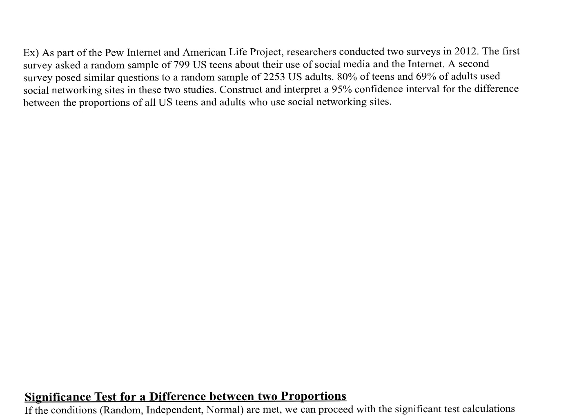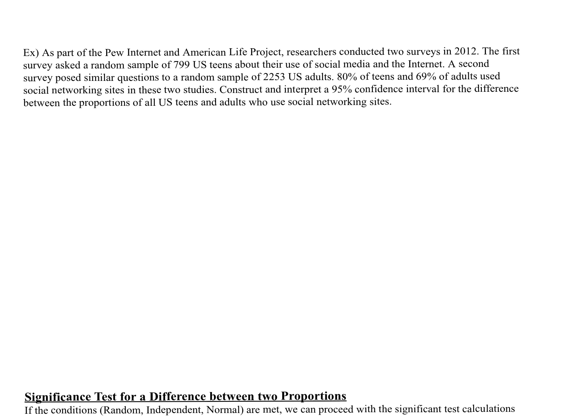As part of the Pew Internet and American Life project, researchers conducted two surveys in 2012. The first survey asked a random sample of 799 U.S. teens about their use of social media and the internet, and a second survey posed similar questions to a random sample of 2,253 U.S. adults. 80% of teens and 69% of adults used social networking sites in these two studies. Construct and interpret a 95% confidence interval for the difference between the proportions of all U.S. teens and adults who use social networking sites.